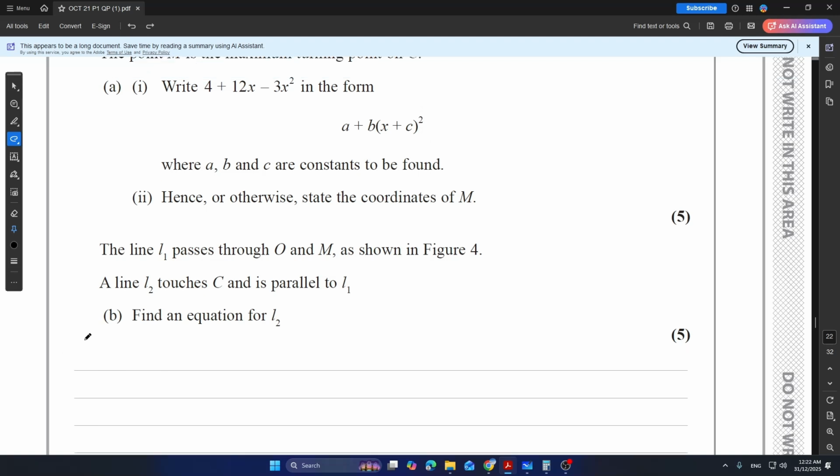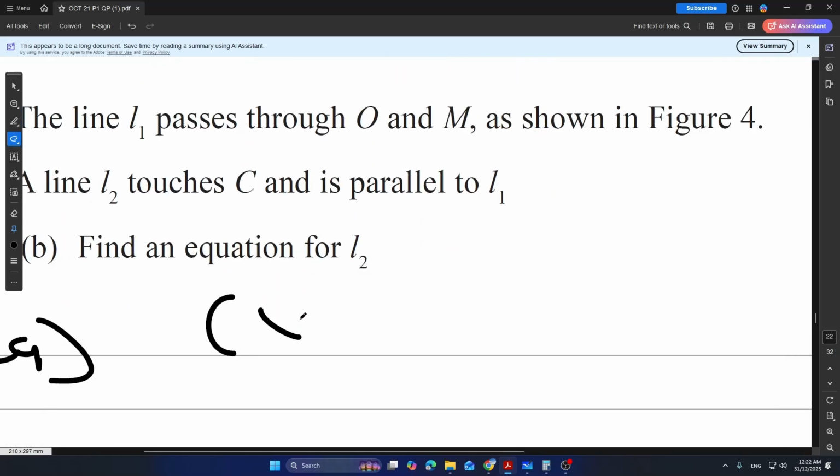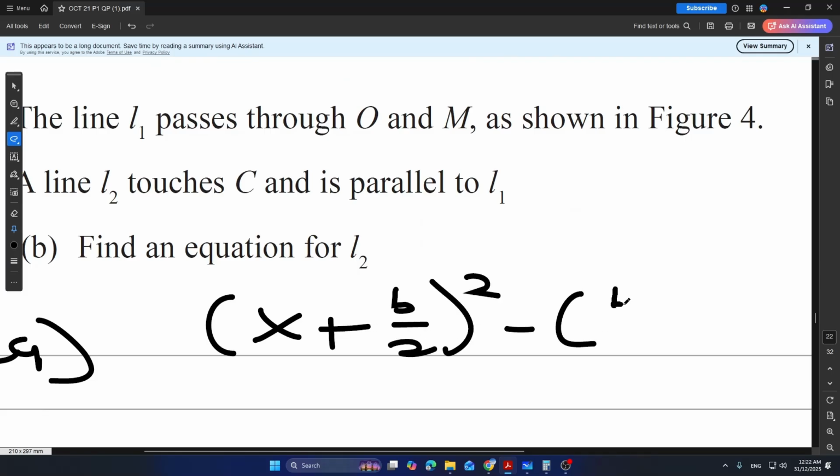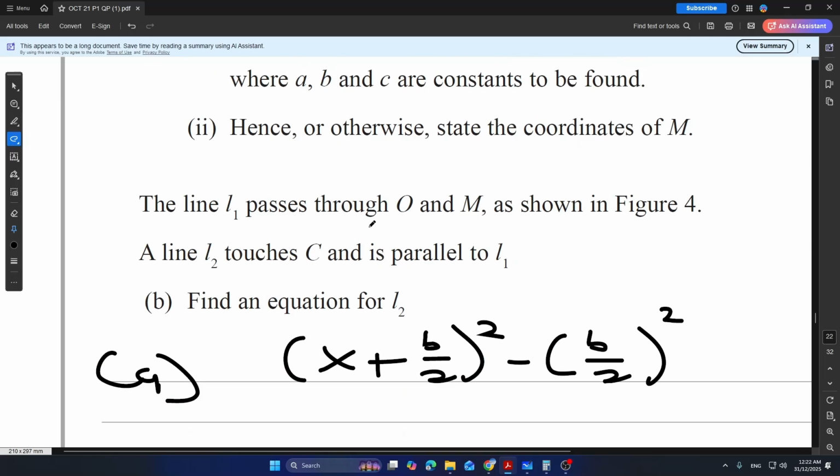But completing the square has a formula. The completing the square formula is (x plus b over 2) squared minus (b divided by 2) squared. This is a formula you have to memorize, it has to be done. But now there's a condition. I'll show you what I mean.